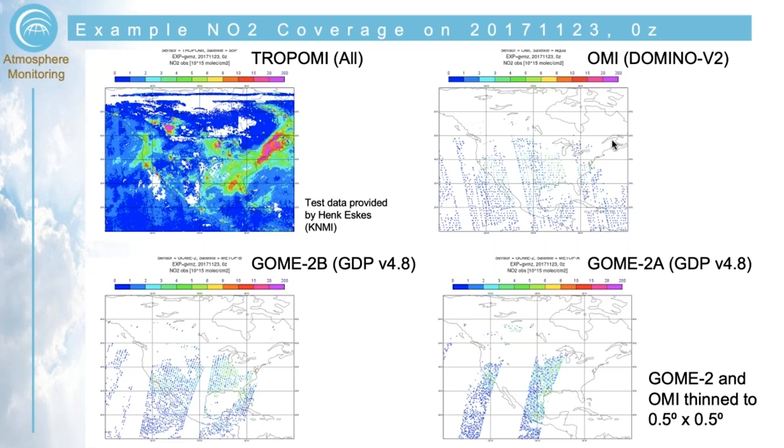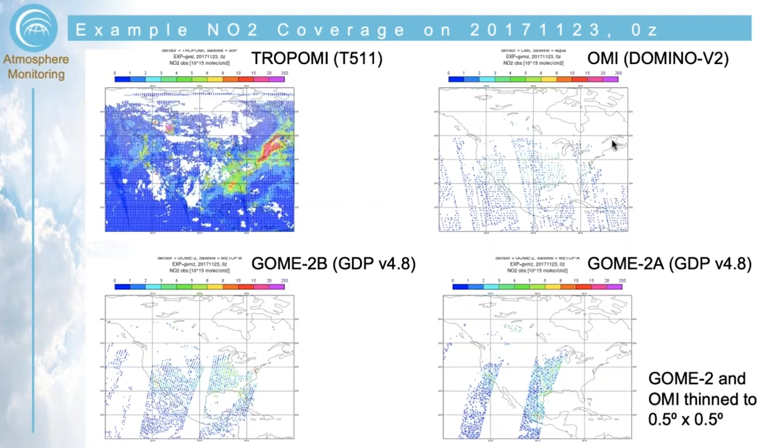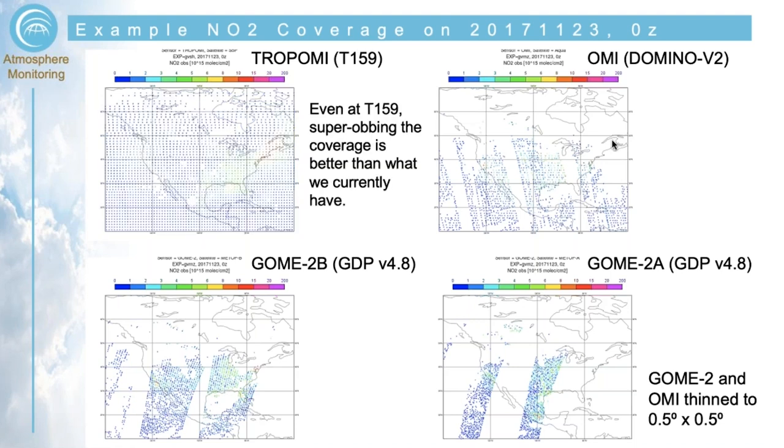This is a case over North America in November 2017. And then if we go through this superobbing process, it's just to show the amount of information that TROPOMI brings to CAMS when it has been through this process of superobbing to the different model resolutions. So this is at the CAMS operational resolution of about 40 kilometers. Then even at this much coarser spatial resolution, which is about 120 kilometers, if you remember from the previous slide, we have much better coverage than what was previously available from satellite observation.